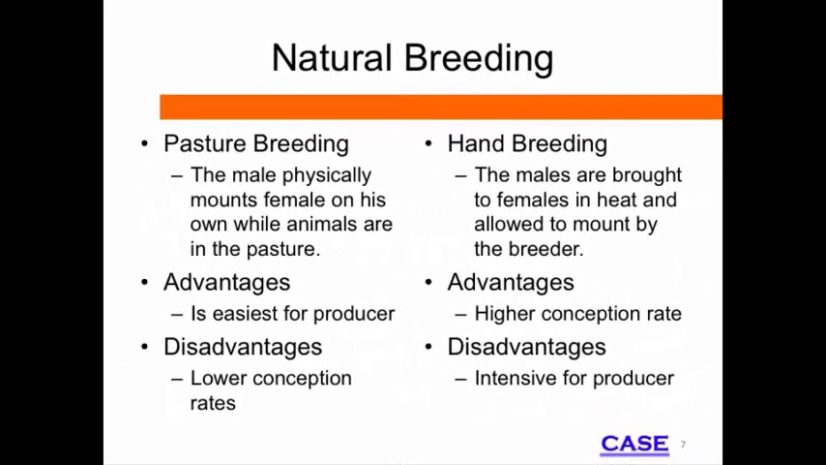Natural breeding occurs in a pasture setting or under supervision, which is referred to as hand breeding. Pasture breeding occurs naturally and is the easiest method of breeding for the producer. Low conception rate is a disadvantage of pasture breeding. Hand breeding occurs when males are brought to females in heat and allowed to mount. Hand breeding has higher conception rates than pasture breeding, but is an intensive and potentially dangerous process.